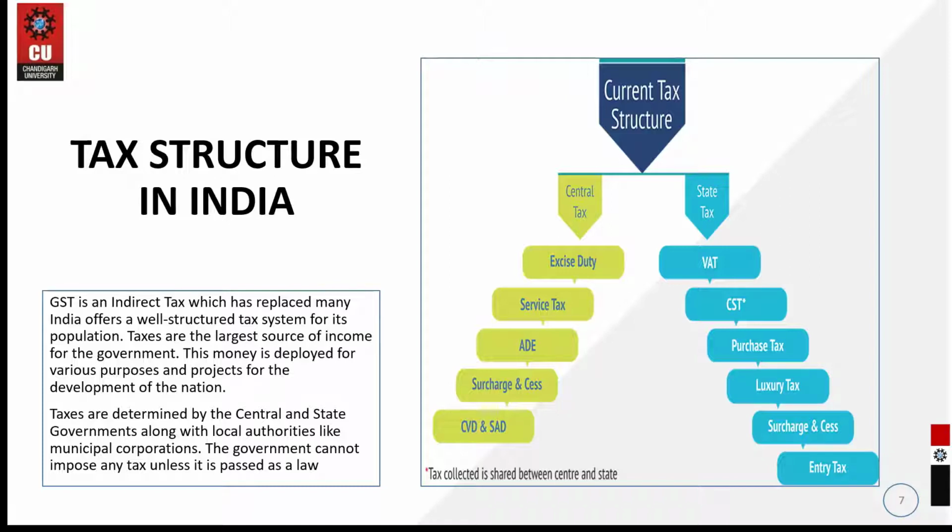Taxes are determined by the central and state governments along with local authorities like the municipal corporation, and the government cannot impose any tax unless it is passed as a law in parliament. It means if the government is thinking of collecting money from the people in the form of taxes, then the law for that particular tax has to be passed in parliament.